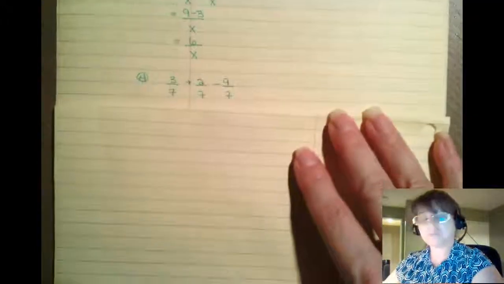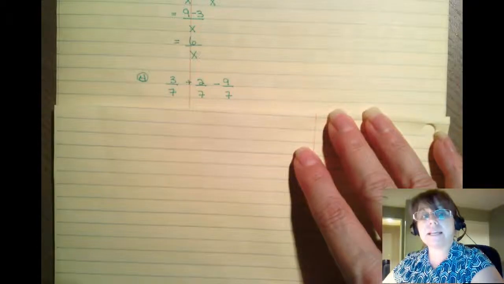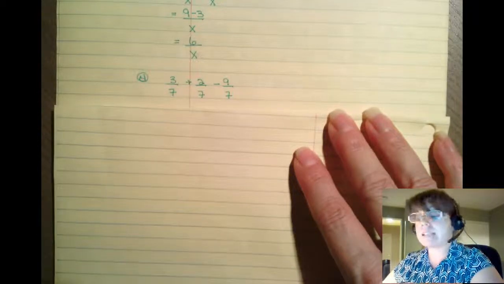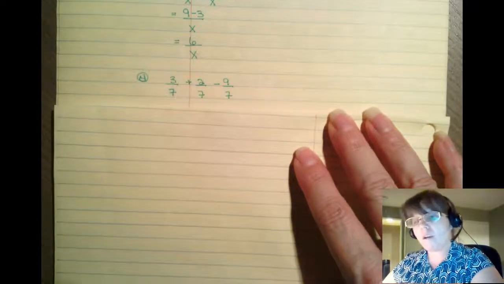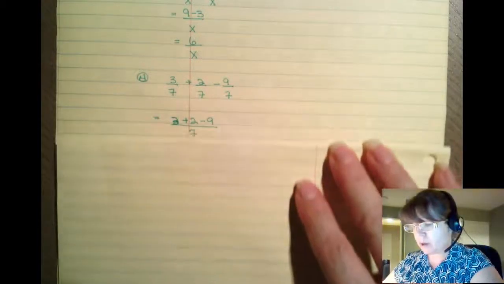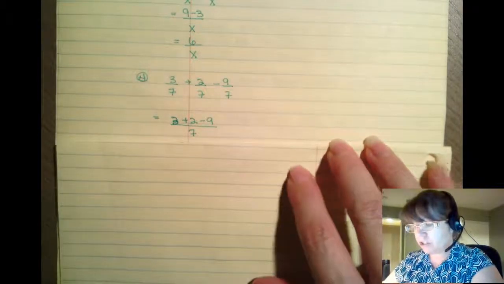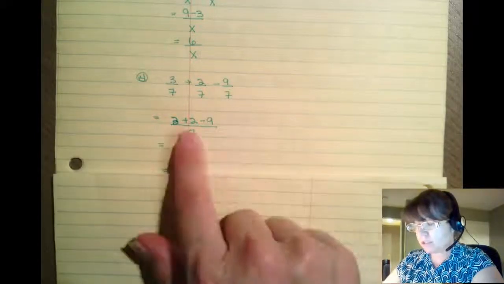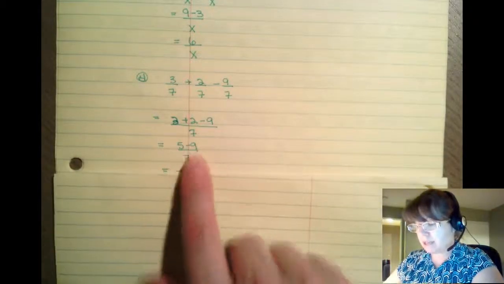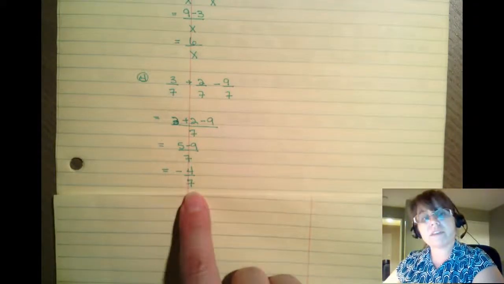Another one. 3/7 plus 2/7 minus 9/7. They all have the 7 in common as their denominator. So we can rewrite it as one fraction, (3 plus 2 minus 9) all over 7. And now we're just going to do the math. 3 plus 2 is 5, minus 9, and 5 minus 9 is negative 4 over 7.